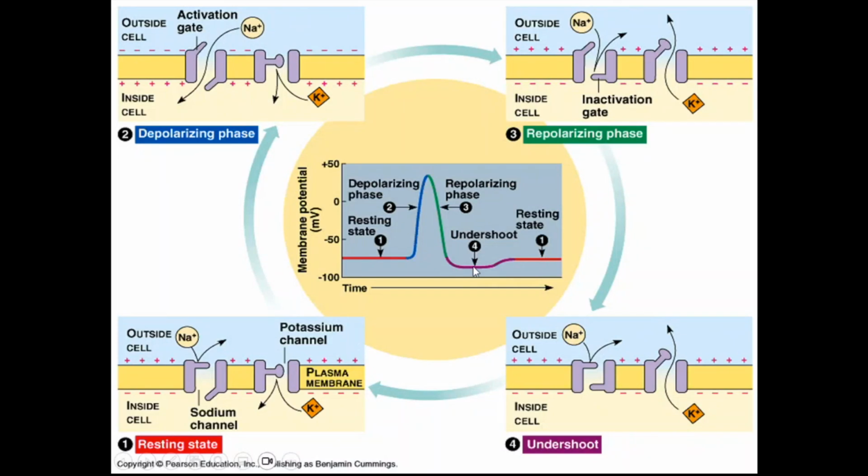Unless there is too much efflux of potassium, it will go into an undershoot where, at this point, both will be closed. Okay, at undershoot, both will be closed, but for our LA topic, you don't have to know this part. Okay, just remember 1, 2, and 3, and from 3, it comes back to 1.